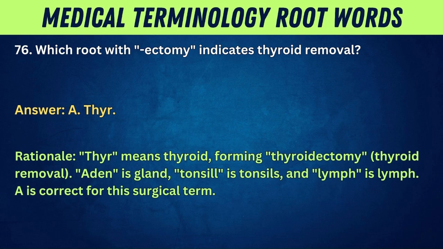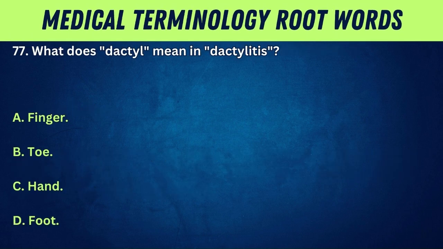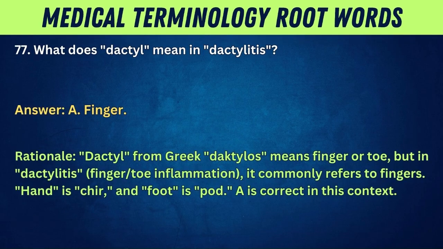Thyr. Rationale: Thyr means thyroid, forming thyroidectomy, thyroid removal. Aden is gland, tonsil is tonsils, and lymph is lymph. A is correct for the surgical term. 77. What does dactyl mean in dactylitis? A. Finger. B. Toe. C. Hand. D. Foot. Answer: A.